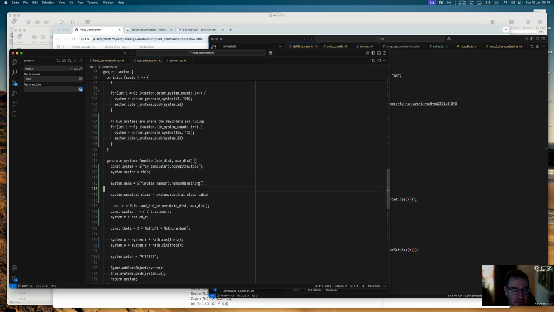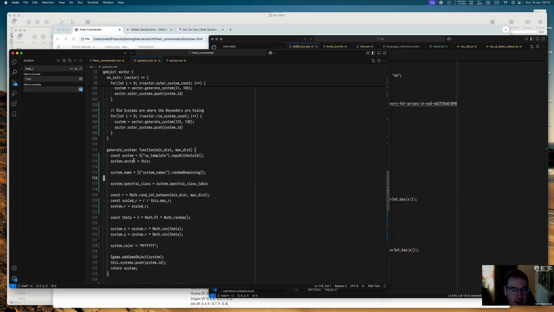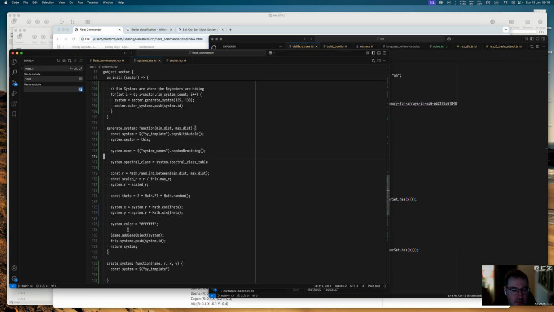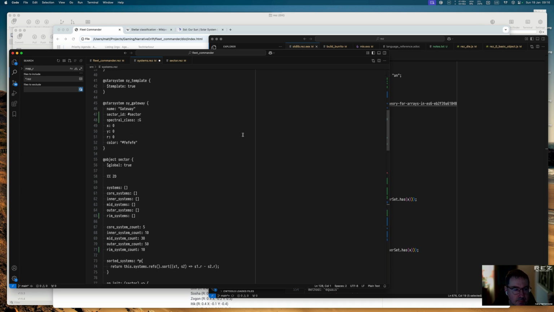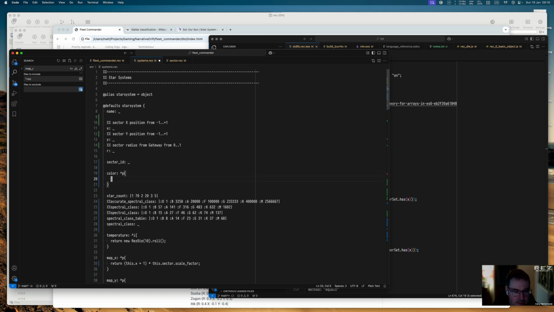But what we've now done is we're randomly assigning a spectral class to our random systems. So Zangor is going to have a particular class of star, and the first thing they do is just have a colour based on the star spectral classification. So instead of doing system color like this, we're now going to say it's a property, and let's just do something dead simple.